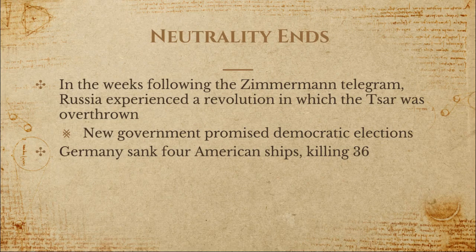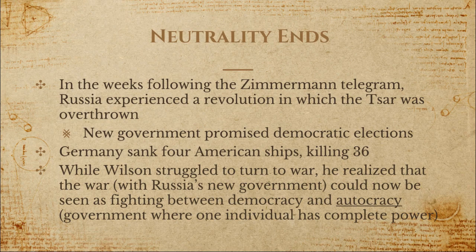Now, President Wilson continued to struggle with turning to war, even though it looked much more likely. But in the end, he would realize that the war, especially in the wake of Russia's new democratic government, could now be boiled down to a fight between democracy and autocracy. And autocracy means a government where one individual has complete power. Now, this political battle was one that America could identify with more easily. And you will see throughout history that America and other democratic governments will always take threats to democracy and the opportunity to spread democracy very seriously.